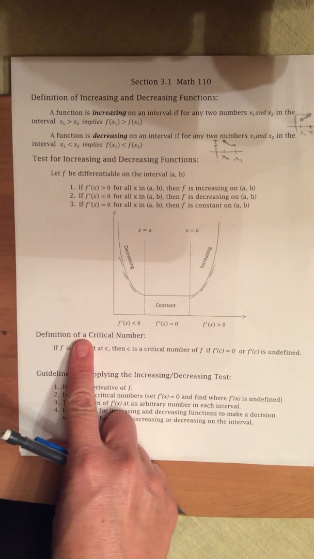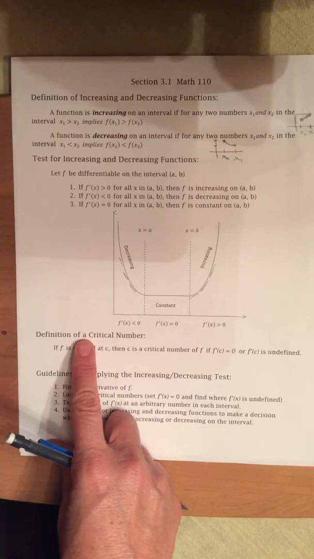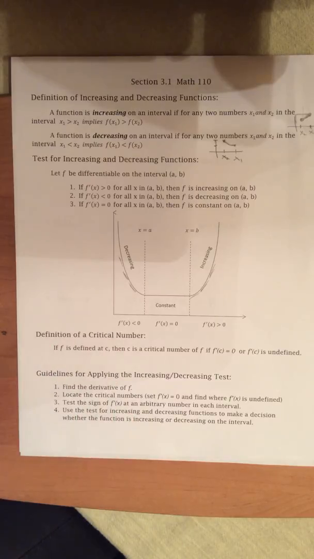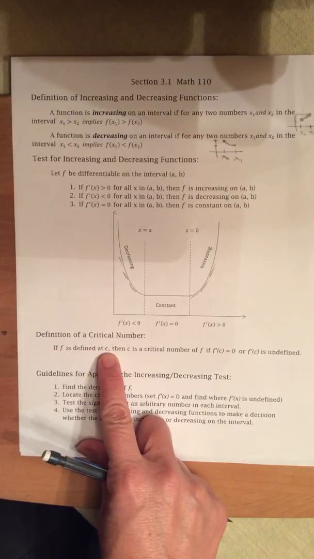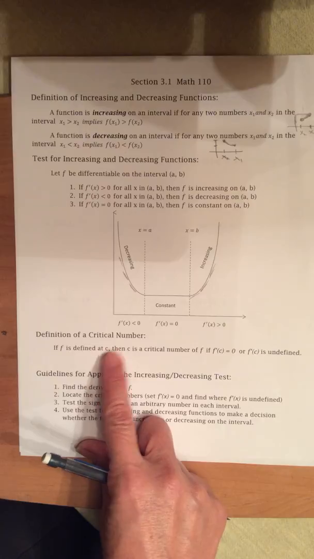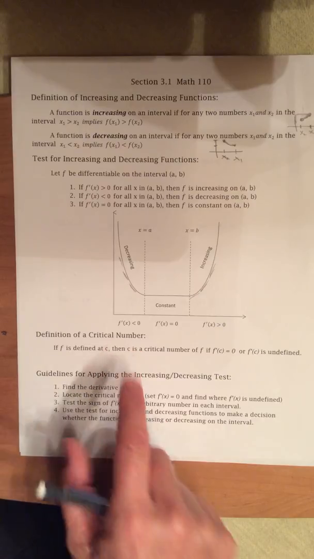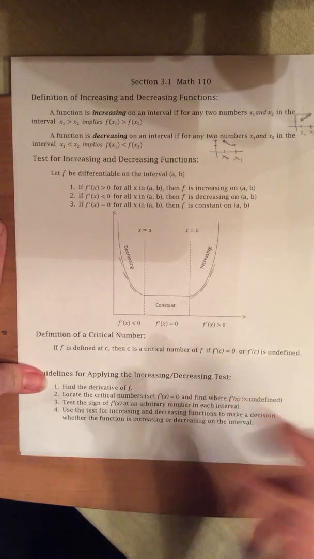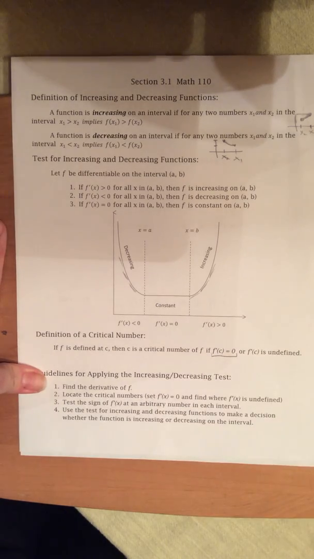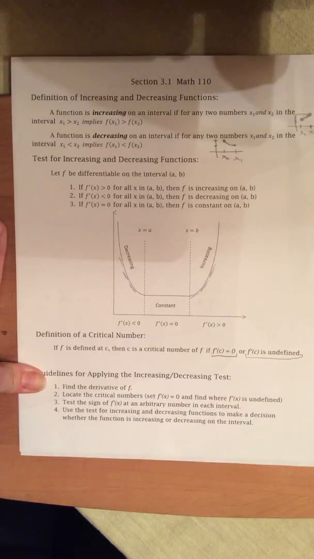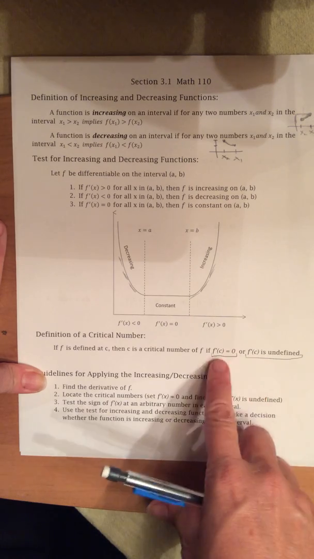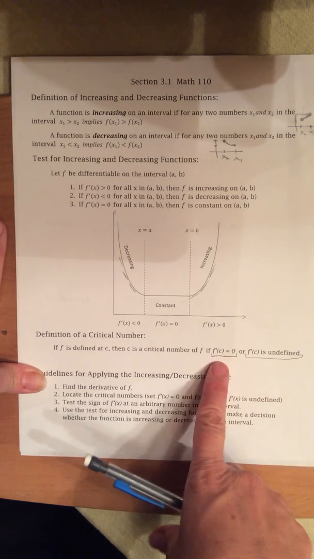Critical number is something we're going to be talking about all throughout the chapter. Critical number in section 3.1 is that if the function is defined at a value c, so this is an x value, c will be a critical number of the function if one of these two things is true. Either the function's derivative, when you plug c in, gives 0 out, or the function's derivative, when you plug c in, is undefined. So c values, those x values that we're going to call c, will make the derivative 0 or undefined.